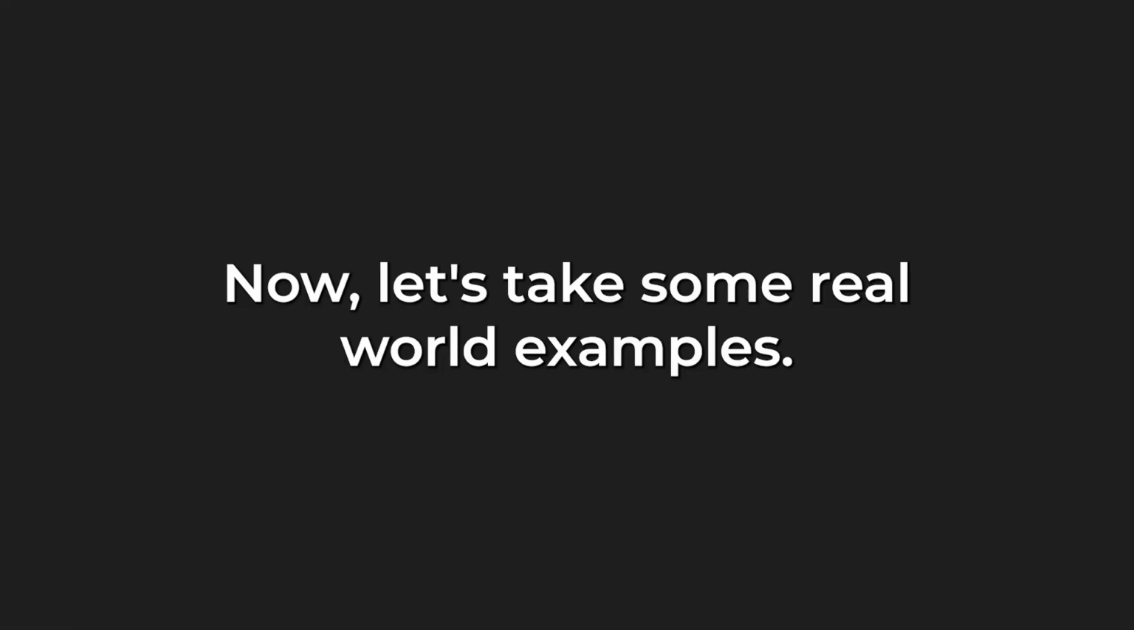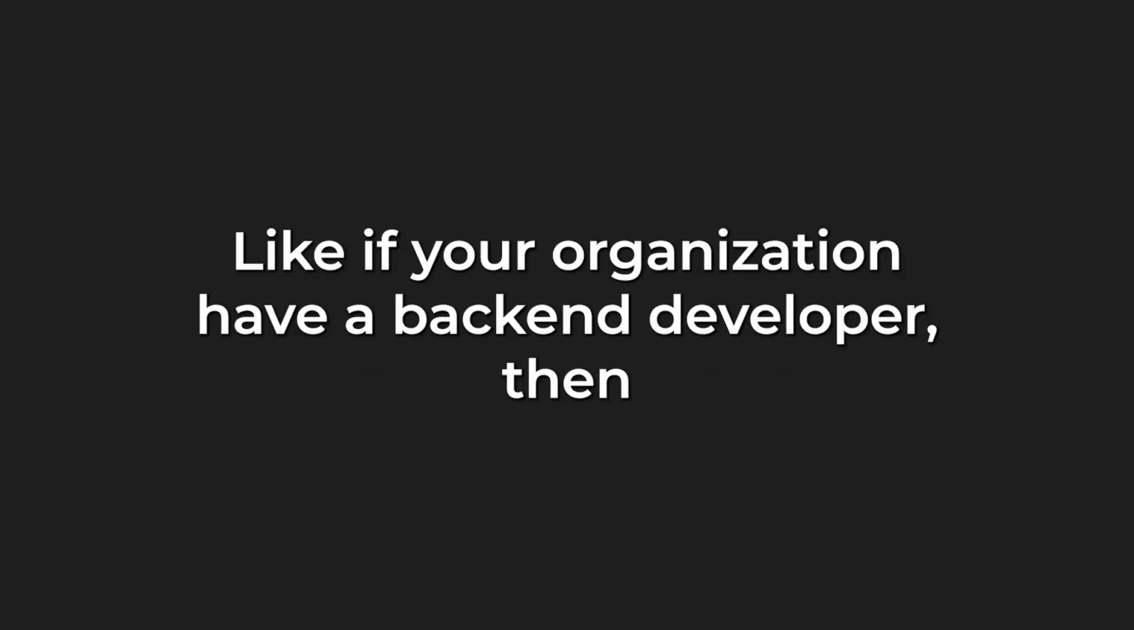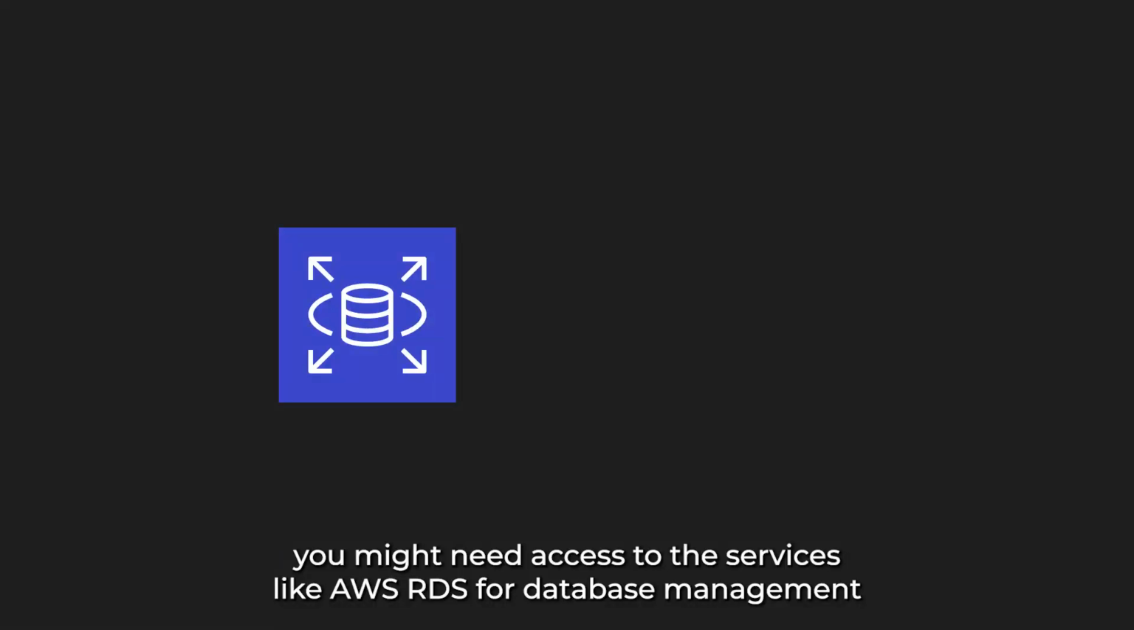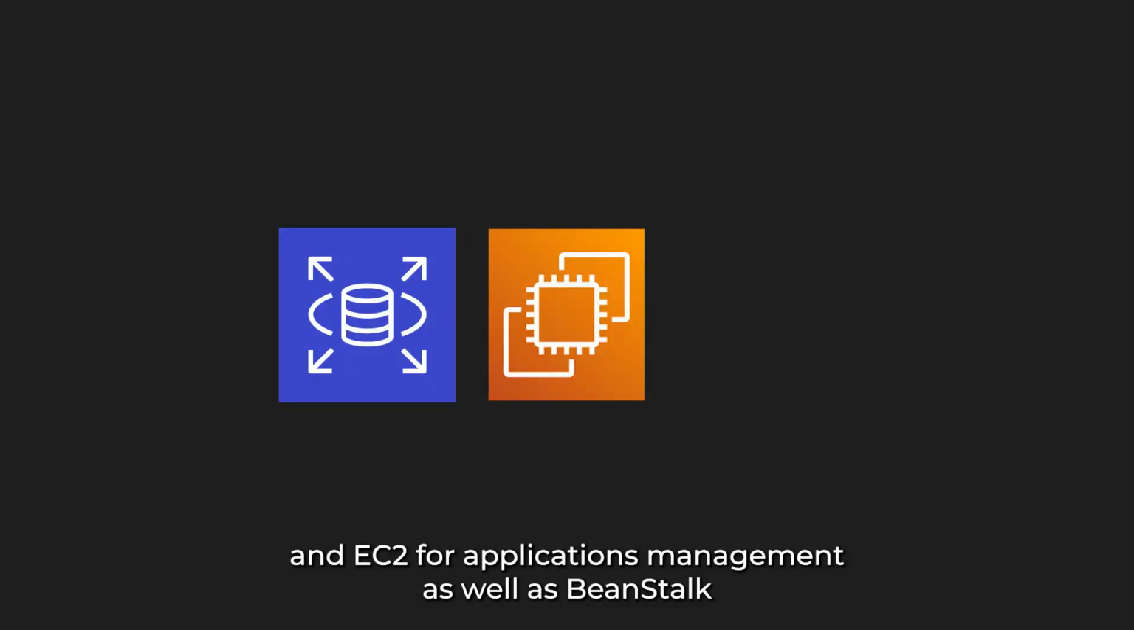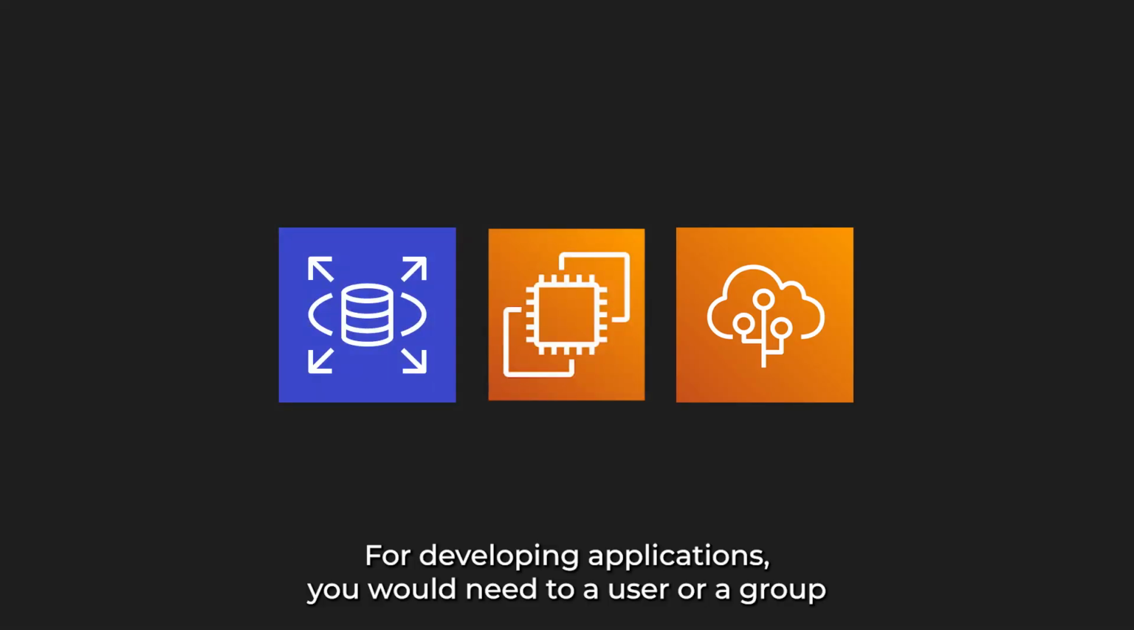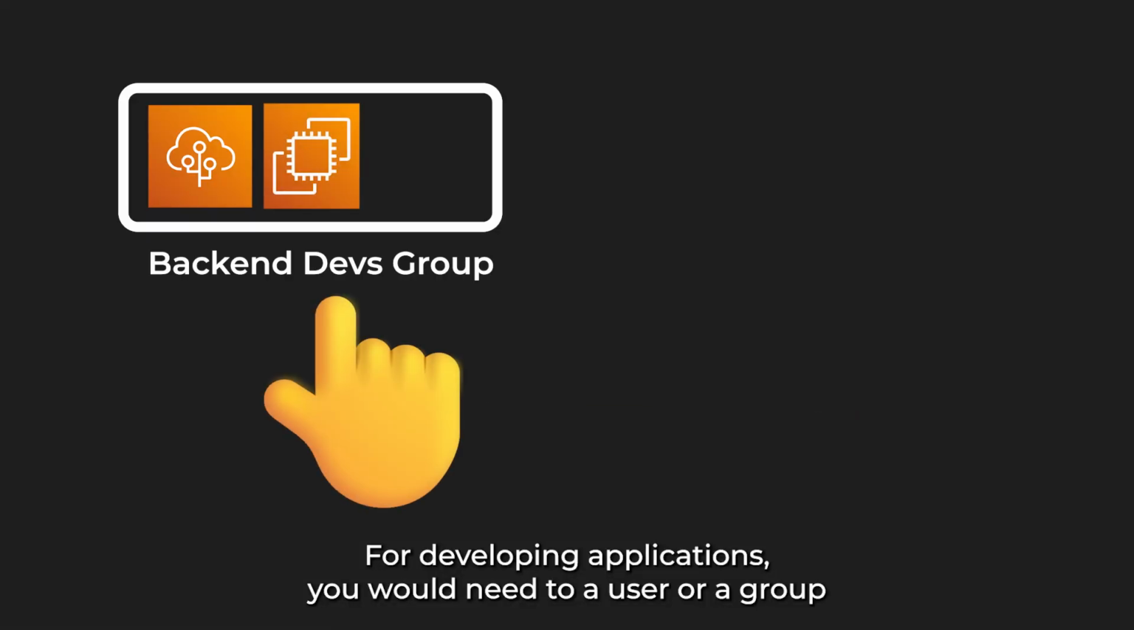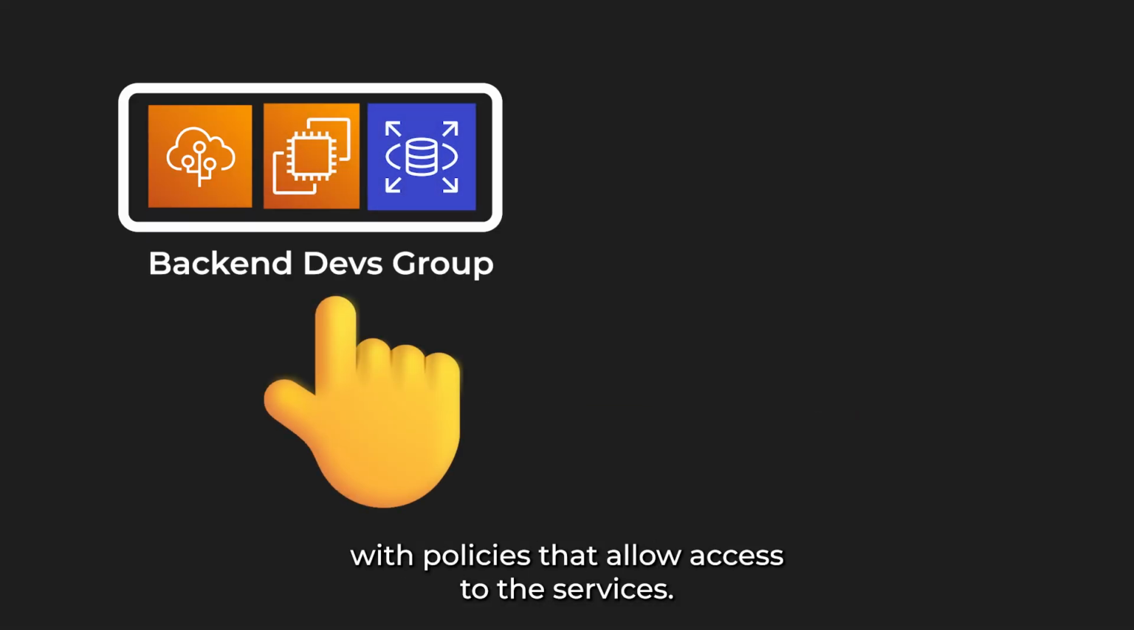Now let's take some real world examples. If your organization has a backend developer, then they might need access to services like AWS RDS for database management, EC2 for application management, as well as Beanstalk for developing applications. You would create a user or a group with policies that allow access to those services.